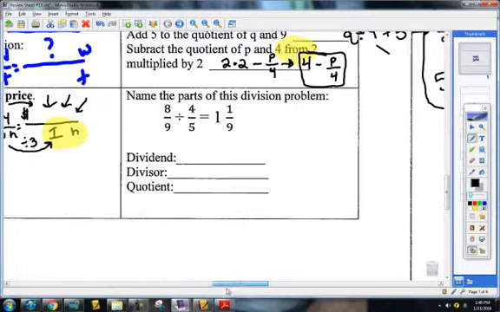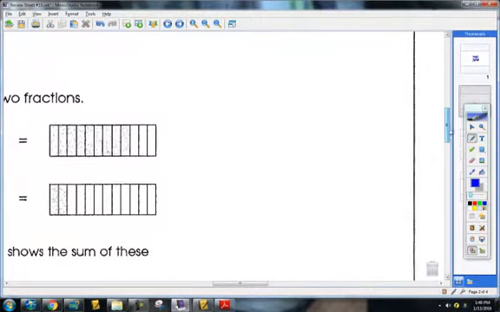Number 10. Look back to your chapter 3 notes. I don't think I need to. I think I've said enough on what dividend, divisor, and quotient is. So look back to your chapter 3 notes if you need to there. Okay, go to the next page.